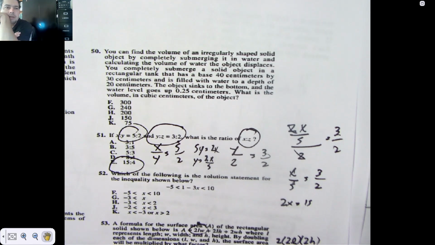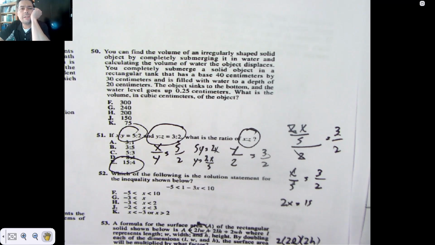Time for more math. You can find the volume of an irregularly shaped solid object by completely submerging it in water and calculating the volume of water the object displaces. Yeah, this is basic science. They teach this at a young age. I remember learning this probably 6th, 7th grade.